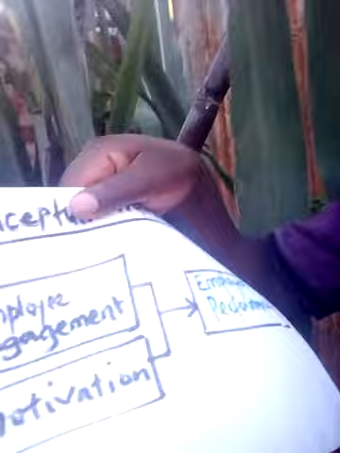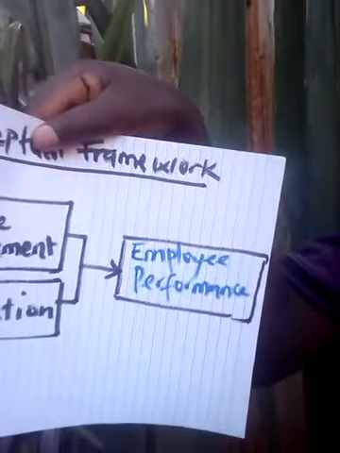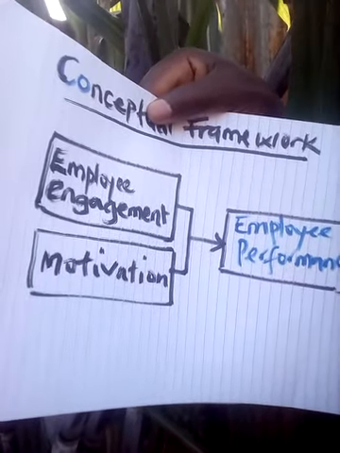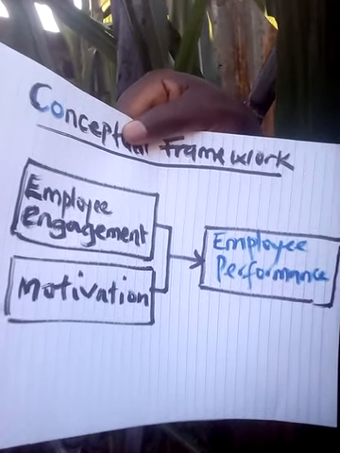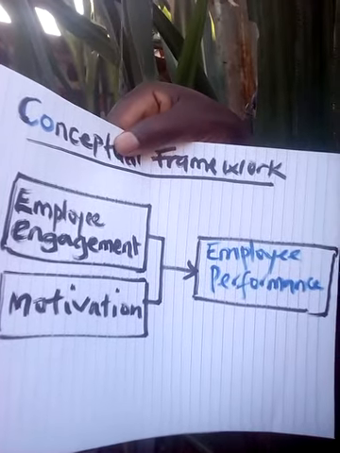Welcome back. Remember this conceptual framework where we have the dependent variable as the employee performance, and then the independent variables as the employee engagement and employee motivation. Now, let me tell you, it is from these three variables that we are going to generate research objectives. Yes, how do we generate them? You see, the conceptual framework actually helps us to see the relationship between different variables. So therefore, let's consider those three variables.